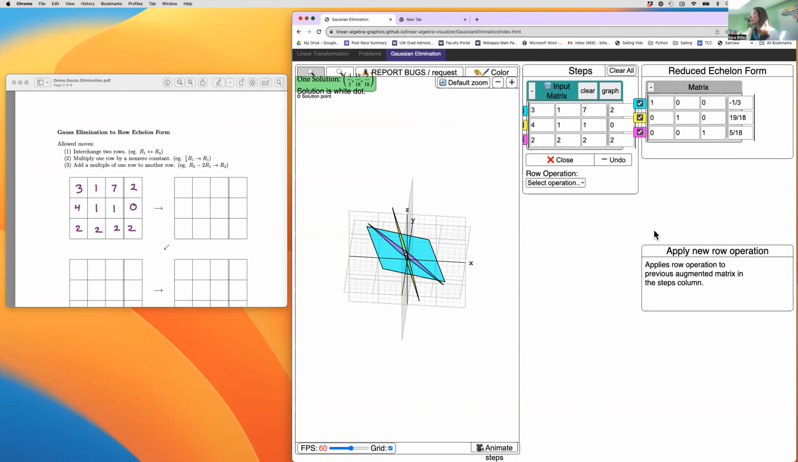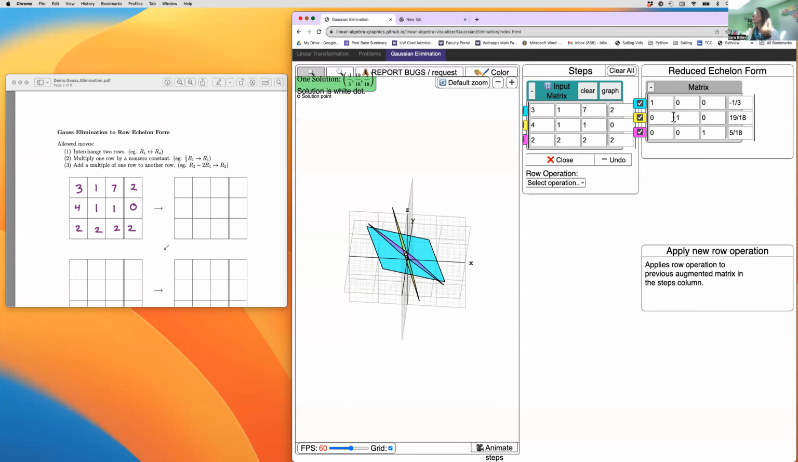And on the right-hand side, I'm already seeing the answer. Do you see that? The right-hand side is giving me the reduced row echelon form. So we already did the computation so fast I couldn't keep up with it, right? In the background, the JavaScript has computed the reduced echelon form.